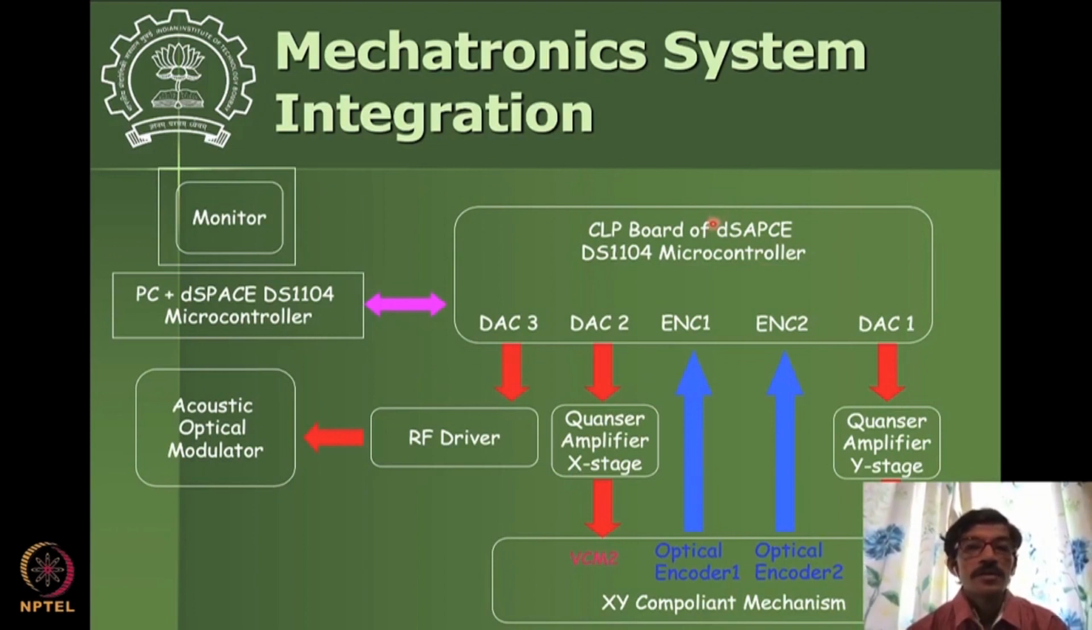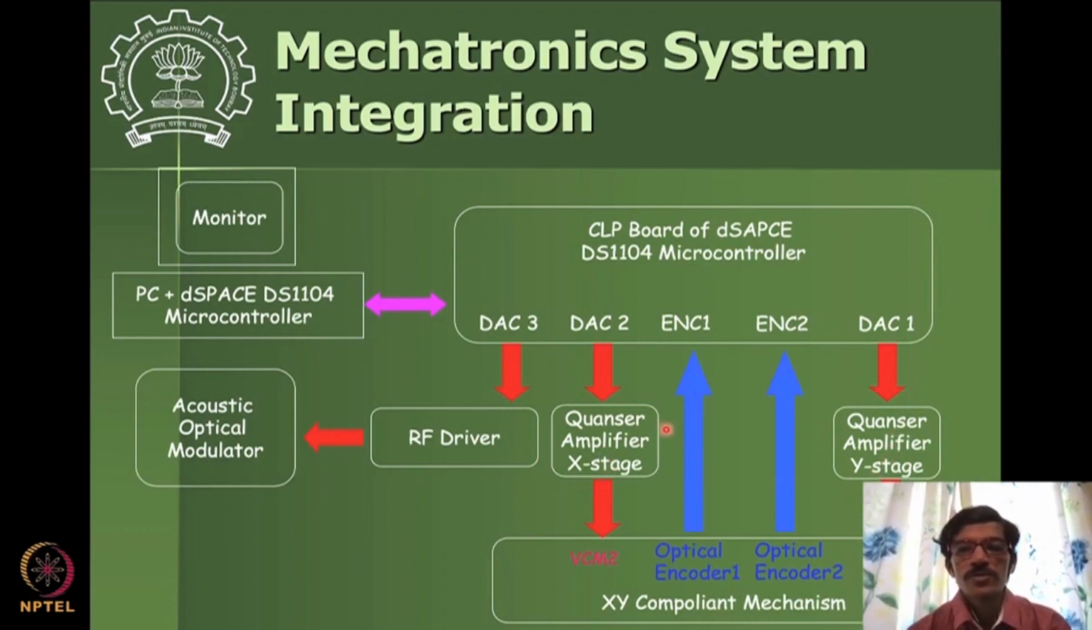Then in this board we need to identify what channels we need to use. We are using two digital to analog converters for driving the X and Y stages, DAC1 and DAC2, which have an amplifier. As we have seen, for any high current or high power application, you need an amplifier to interface with the microcontroller. So here we are using this Quasar amplifier for X and Y stage voice coil driving.